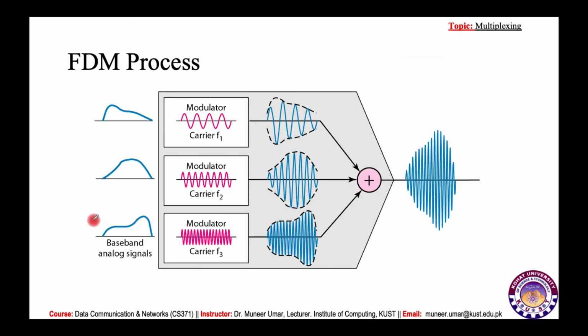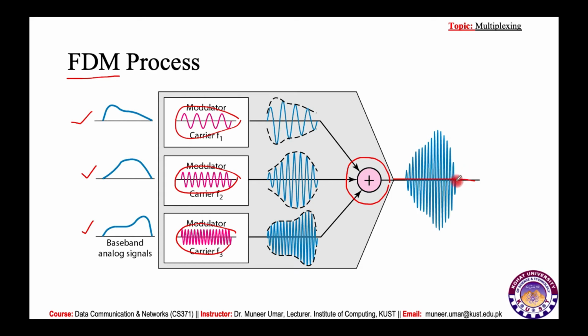So we have 3 baseband analog signals. These signals are modulated by using modulators, and some frequencies are created. So we have now 3 different frequencies. After that, these 3 frequencies are combined by using a multiplexer having the technique of FDM, frequency division multiplexing, and a single signal is generated on the link.